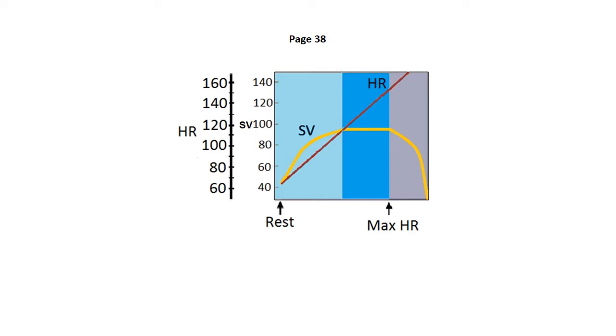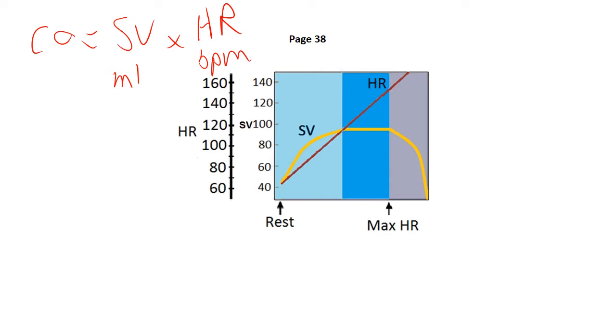Keep in mind that when we talk about cardiac output, cardiac output equals stroke volume times heart rate. If stroke volume we measure in milliliters, and heart rate we measure in beats per minute, then you can see how cardiac output becomes mils per minute. When we talk about cardiac output, we're referring to the amount of blood that the left ventricle is ejecting into the aorta every 1 minute.